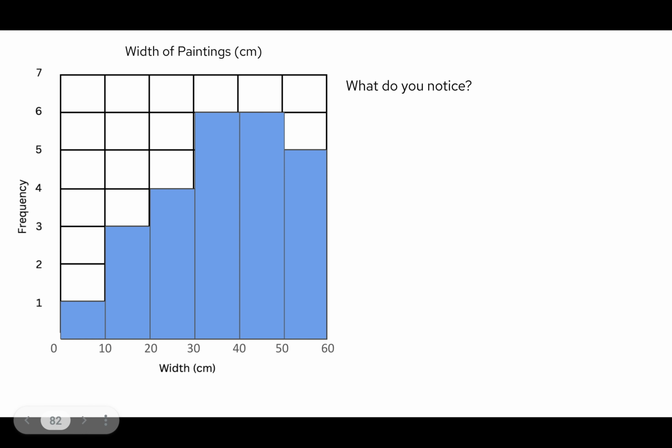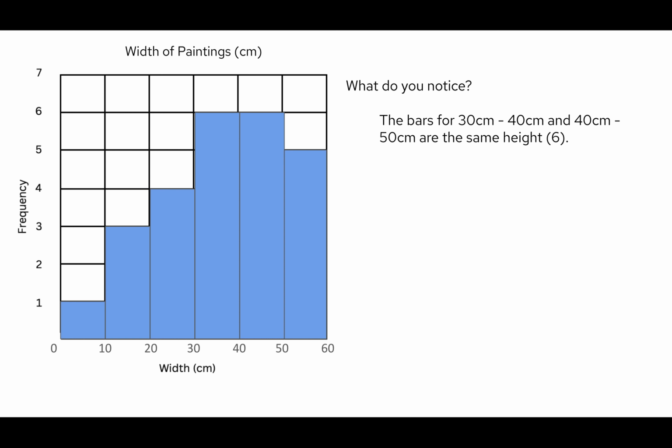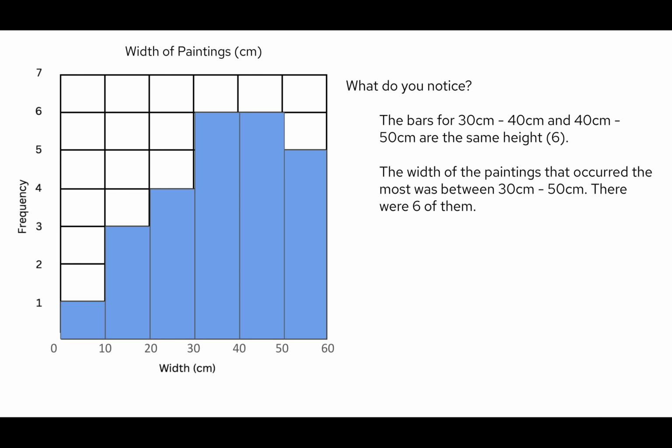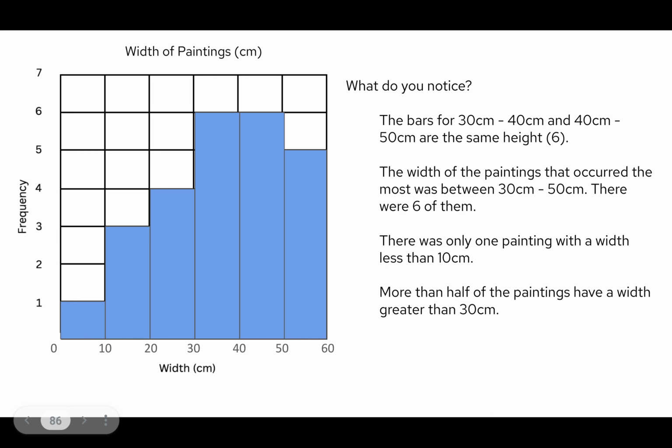So what do you notice about this now? Well, I noticed that the bars for 30 centimeters to 40 centimeters and 40 centimeters to 50 centimeters are the same height. They're both at a frequency of 6. I also noticed that the width of the paintings that occurred at the most was between 30 centimeters and 50 centimeters. Again, there was 6 for each of them. I also noticed that there was only one painting that was less than 10 centimeters. And also, more than half of the paintings have a width greater than 30 centimeters, all of these.